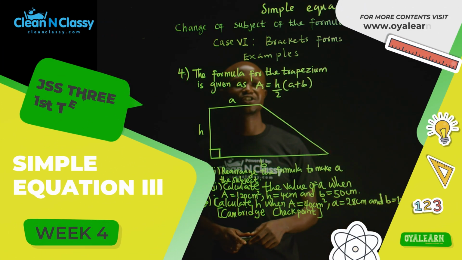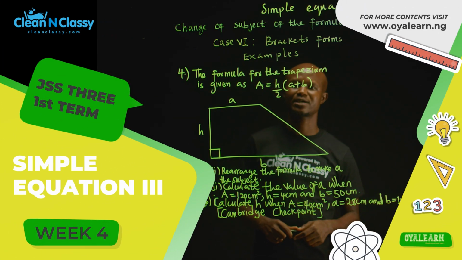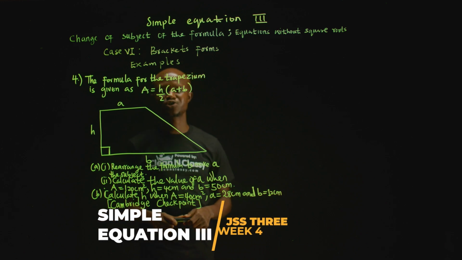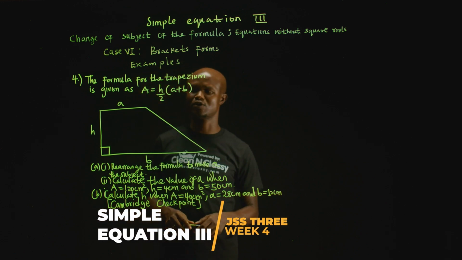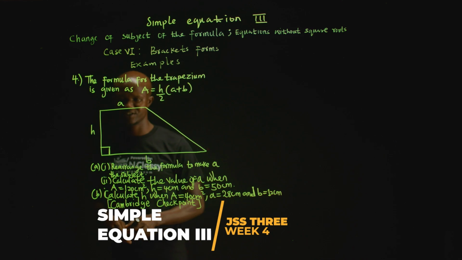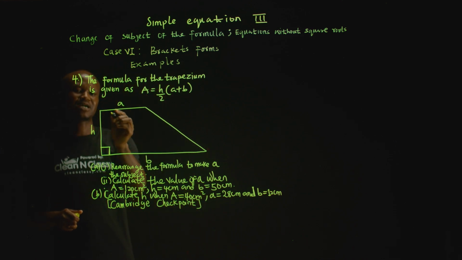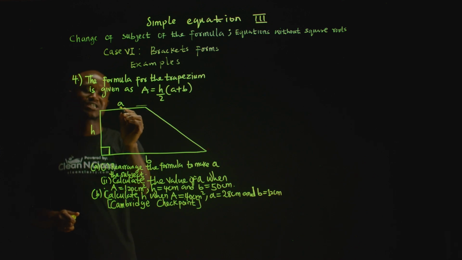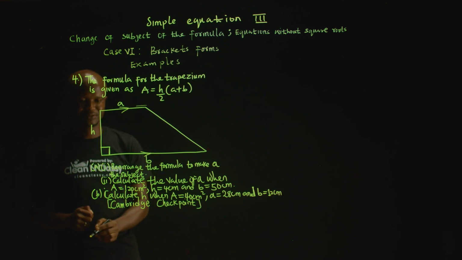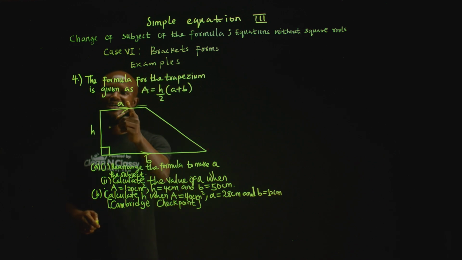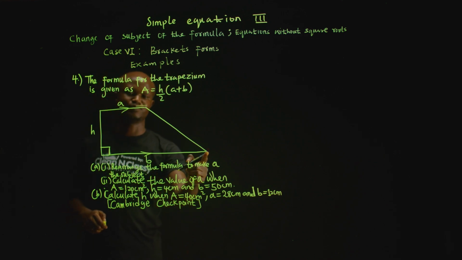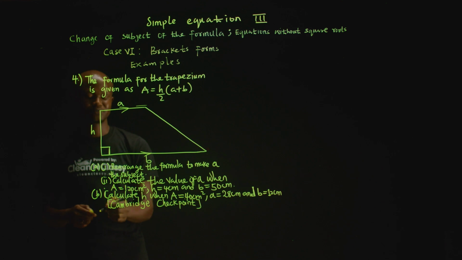The formula for the trapezium is given as A equals h over 2 into (a plus b). This is the trapezium. We can see we have the height here, and these are the two parallel sides. These two sides are parallel to each other. That is side a, from here to here is b, and this is the height.